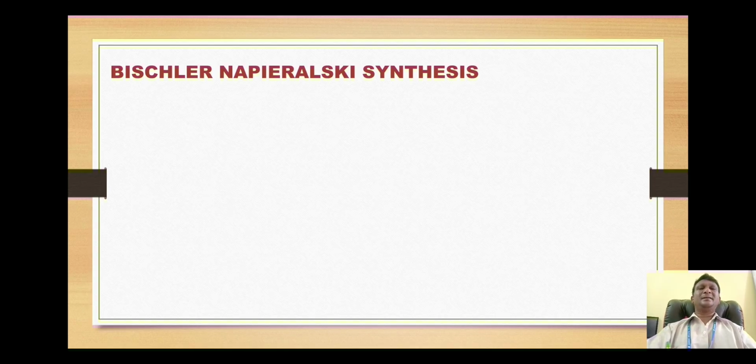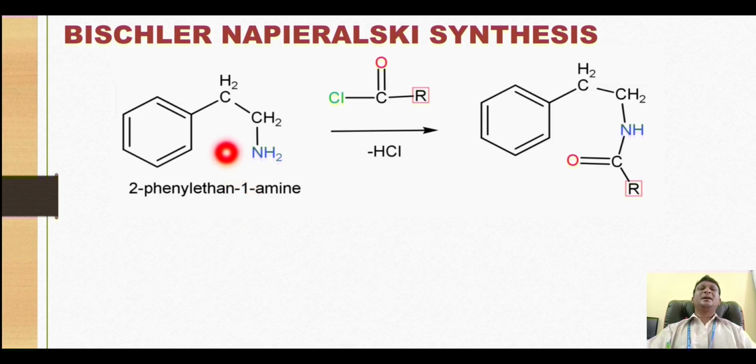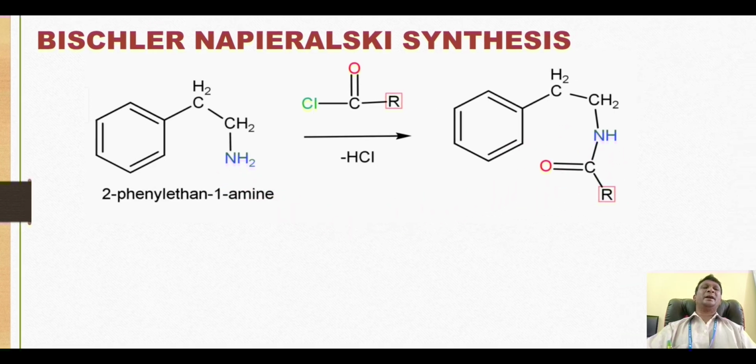The next synthesis is a name reaction, that is Bischler-Napieralski synthesis, where the starting material is 2-phenylethylamine. This amine reacts with acid chloride, that is RCOCl. The amino group attacks on this carbonyl carbon to bring the nucleophilic acyl substitution reaction, where one of this hydrogen and this Cl will be liberated out as HCl, and this RCO group gets attached onto this nitrogen to give us the corresponding amide.